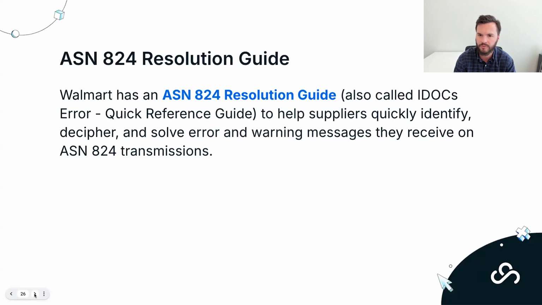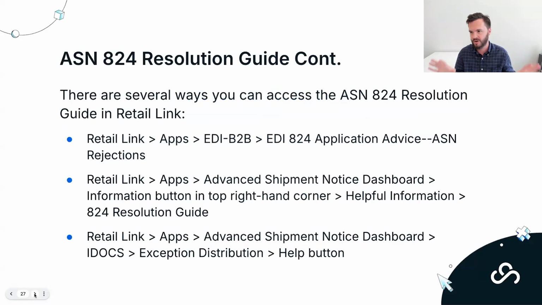But it's super helpful for getting suppliers to be able to identify, decipher, and solve error and warning messages they receive on 824 transmissions, and to do it really efficiently and effectively. So most of what we're going to be doing today is really pointing you towards this document. It's a super helpful document, and we've got it all listed out here about how to find it.